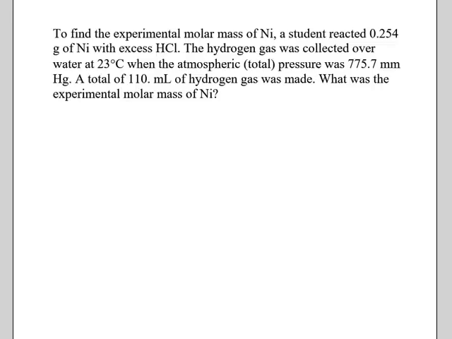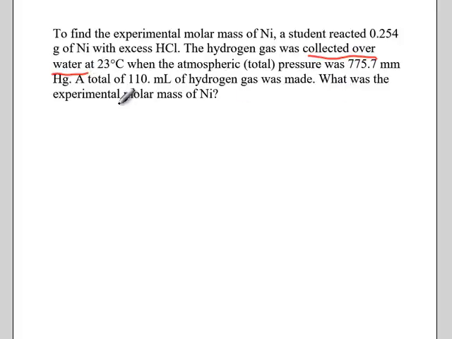The final problem in this chapter is directly related to a lab that we're going to do for Chem 100. We're going to find the experimental molar mass of a metal. It may not be nickel like it is in this problem, but we're going to do the same basic type of experiment. We're going to collect a gas, and it's called being collected over water. What that means is the gas is mixed together with some water vapor.